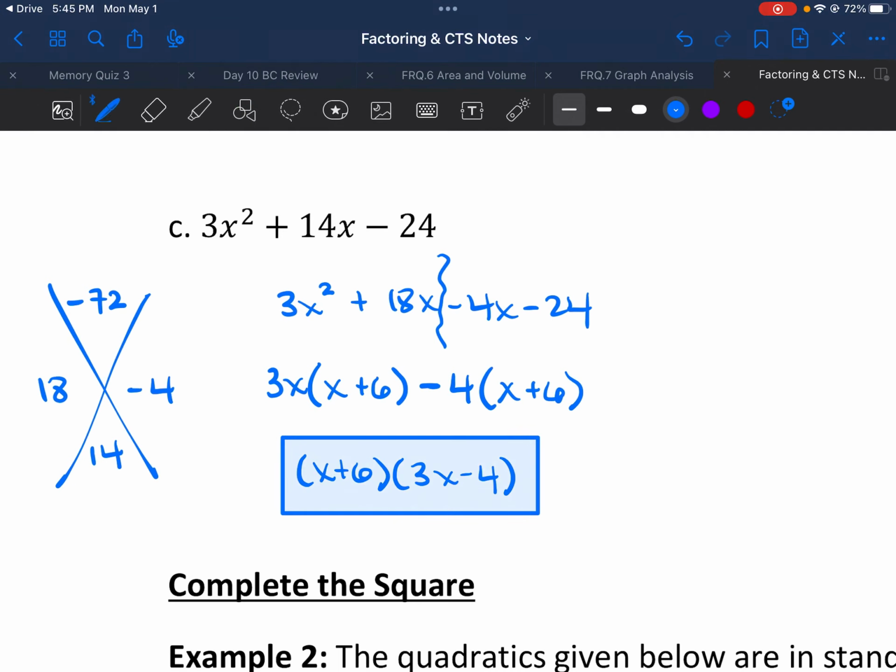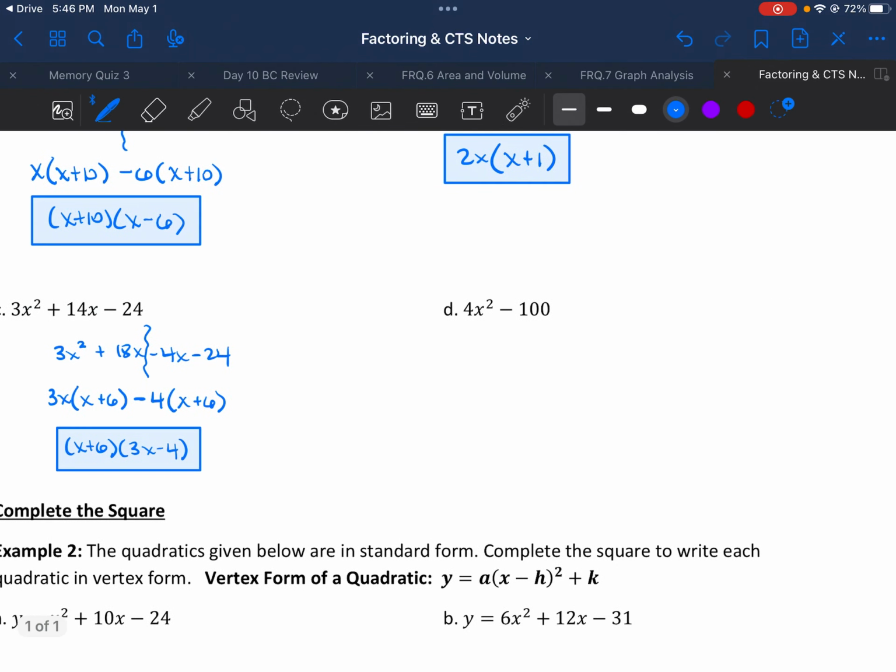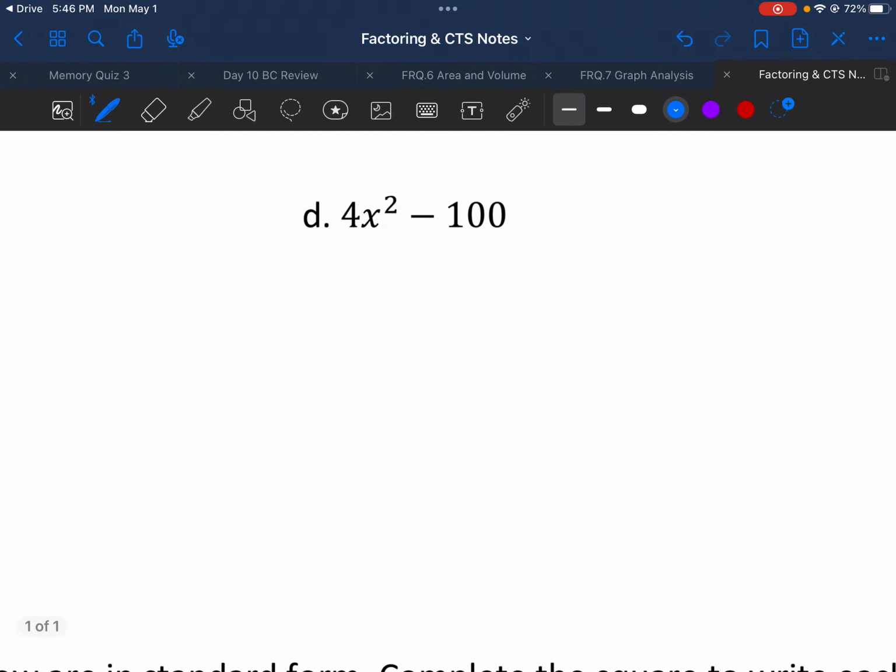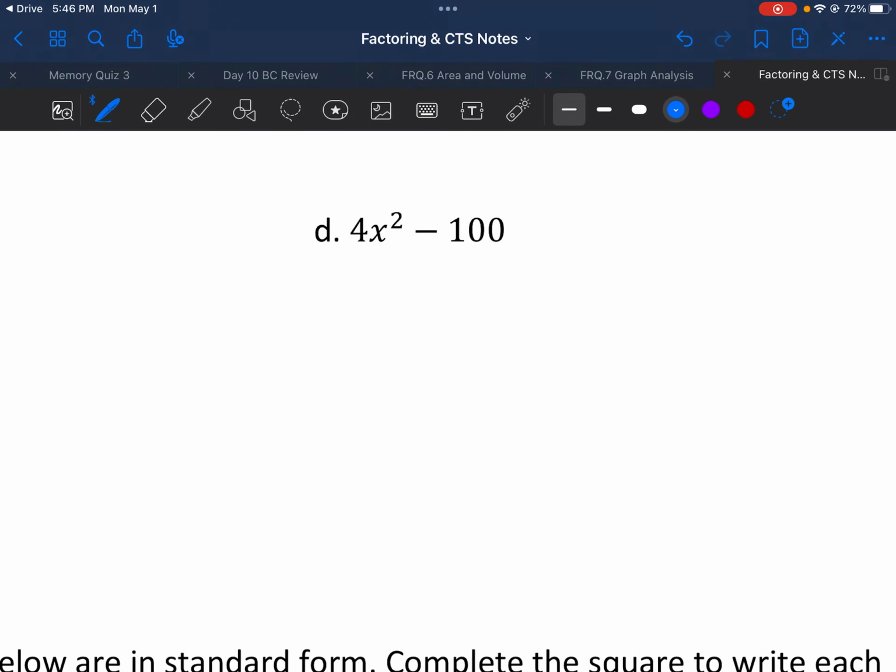All right, part D, last one for the factoring examples here. So we have 4x squared minus 100. Again, first thing to check, is there anything that we can factor out, any greatest common factor? I can see that both terms are divisible by 4. So greatest common factor is 4. Let's factor out a 4. If I factor out a 4 from 4x squared, I get x squared. If I factor out a 4 from negative 100, I get negative 25.